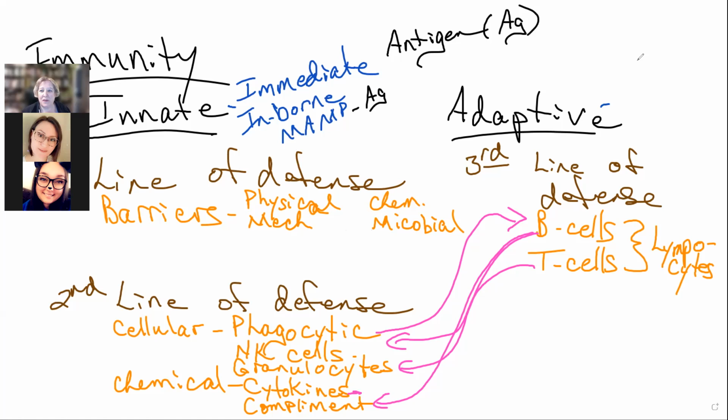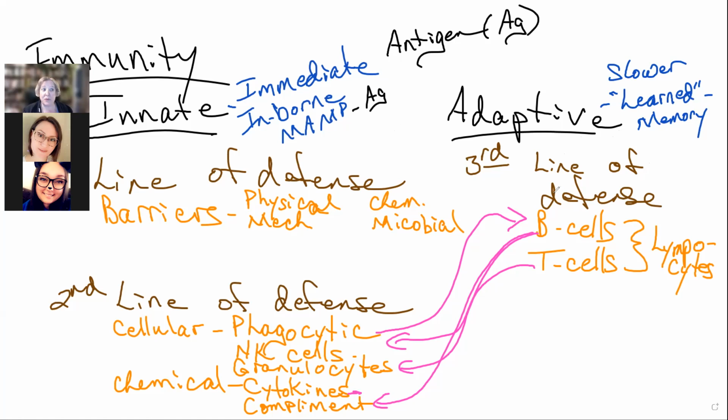Now, the adaptive immune system is slower, and it is learned. In other words, it has memory. And so your adaptive immune system can learn to respond to just about any antigen that you are exposed to. This is part of the reason why vaccines work. Because when you are exposed to an antigen, whether it's a MAMP or something that is not a MAMP, your adaptive immune system can recognize it and mount an immune response.